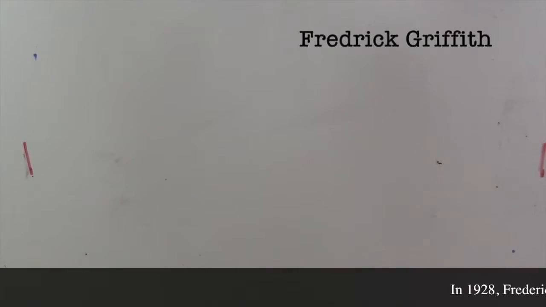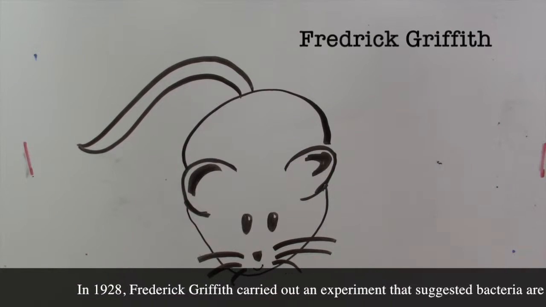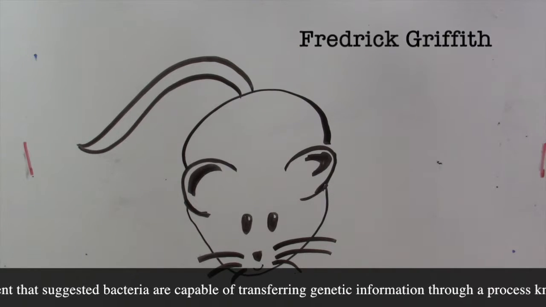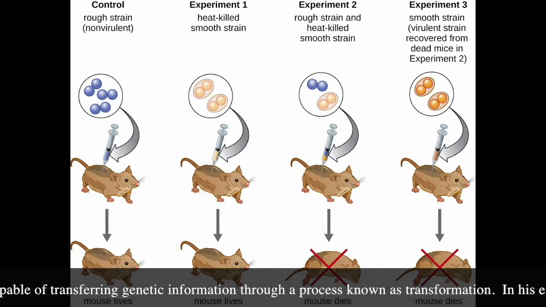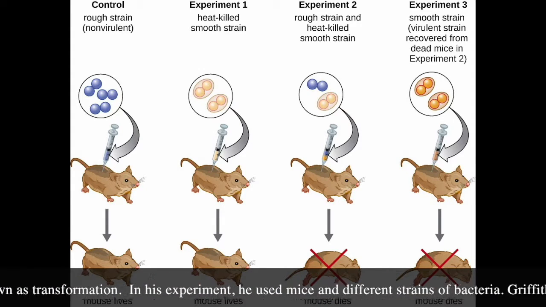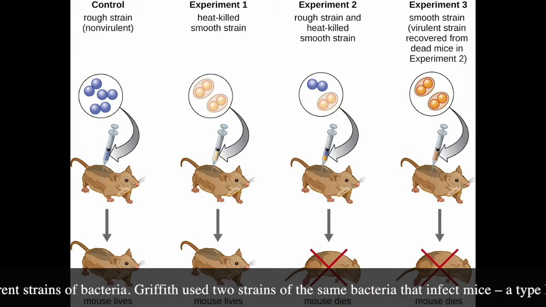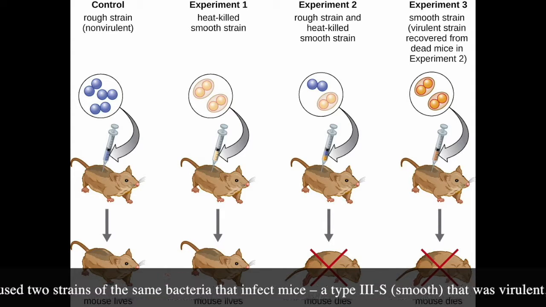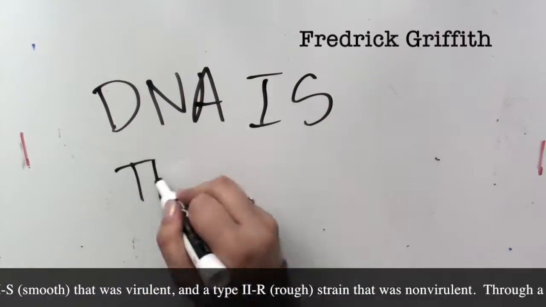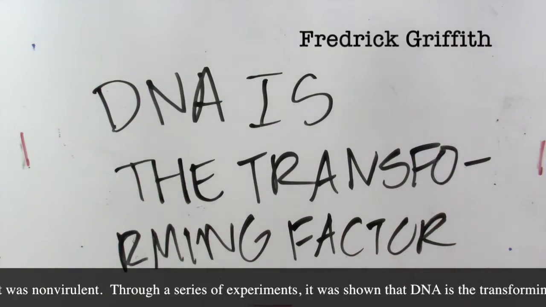In 1928, Frederick Griffith carried out an experiment that suggested bacteria are capable of transferring genetic information through a process known as transformation. In his experiment, he used mice and different strains of bacteria. Griffith used 2 strains of the same bacteria that infect mice, a type 3S smooth that was virulent and a type 2R rough strain that was non-virulent. Through a series of experiments, it was shown that DNA is the transforming factor.